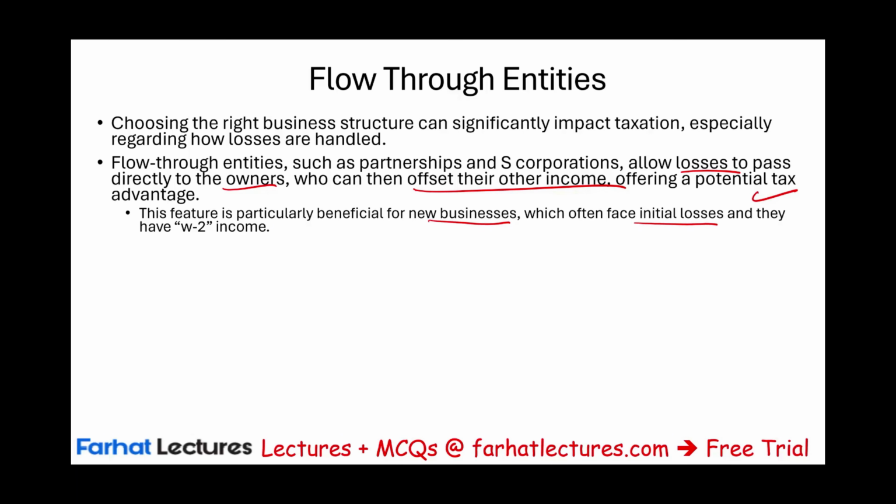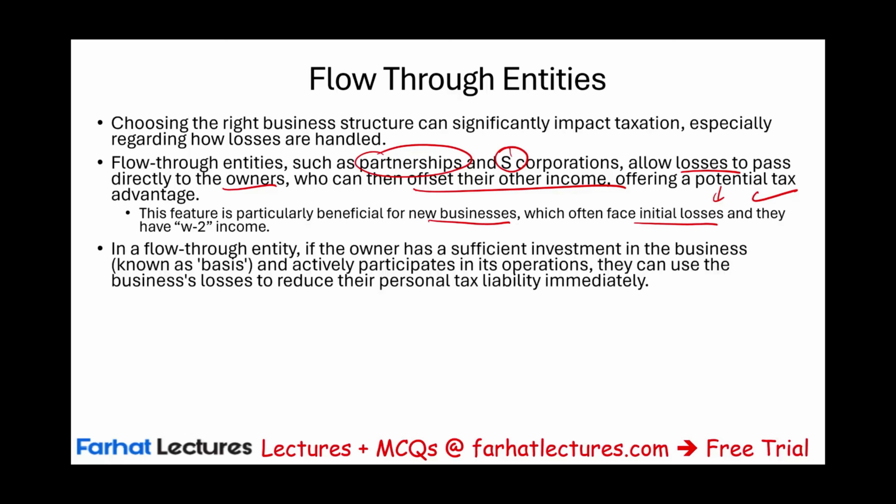Remember, you could still be working for a company and starting a business. You still have W-2 income. You're still getting paid from a company, but you have a business on the side. And this business might incur losses at the beginning. Well, if that's the case, what should you do? Have an S corporation or a partnership. It's a flow-through entity because the losses go to you. And because they go to you and you have other income, you can use them.